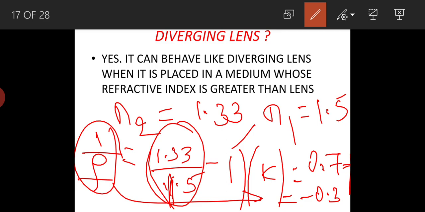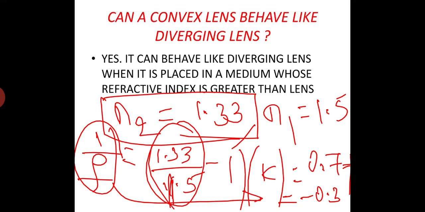It means when a lens is made up of some refractive index, and it is placed in a medium whose refractive index is greater than the refractive index of the lens, then it will behave like a diverging lens.